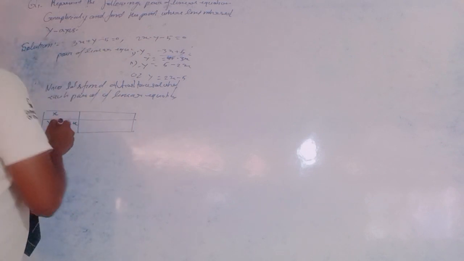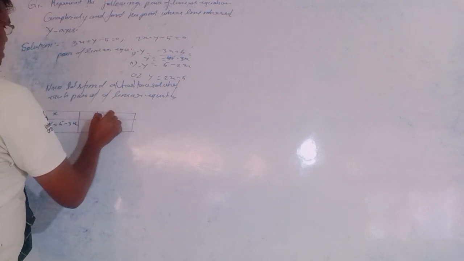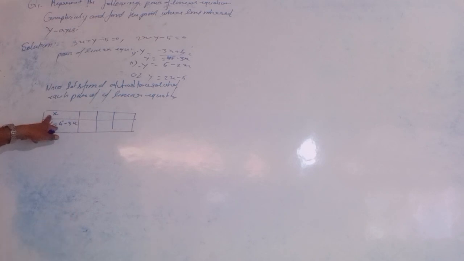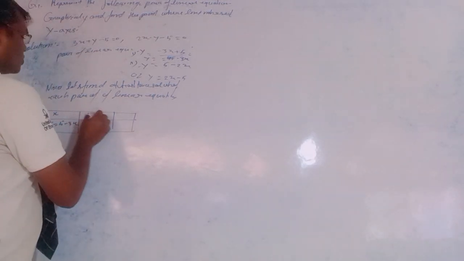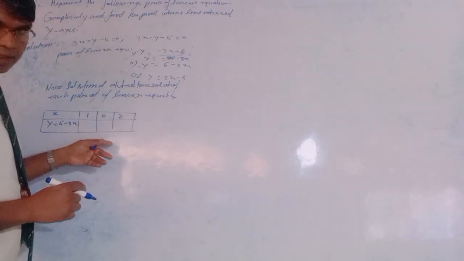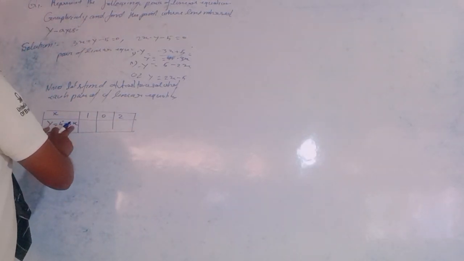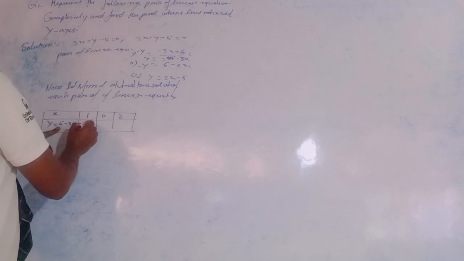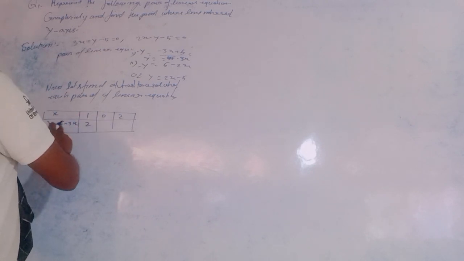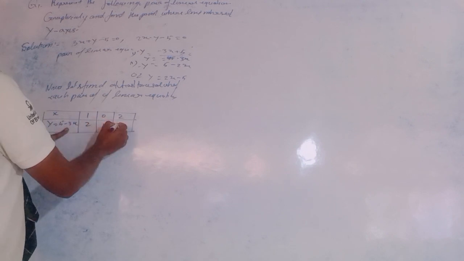Suppose we take x values 1, 0 and 2. For x equal to 1, y is 5 minus 3, which is 2. For x equal to 0, y is 5. For x equal to 2, y is 5 minus 6, which is minus 1. So we get the points (1, 2), (0, 5) and (2, minus 1).